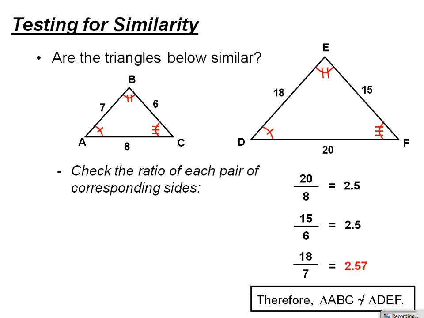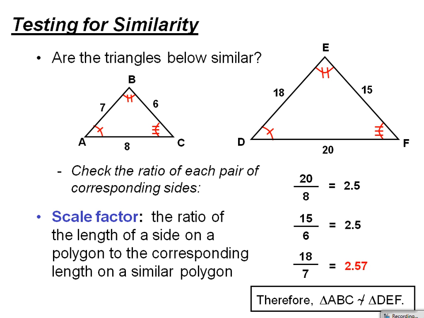Now, these values that we got, the 2.5 and the 2.57, by the division that we just did, are all called scale factors. Scale factors are the ratio of the length of a side in a polygon to the corresponding length of a similar polygon. In this case, since the scale factors are not equal, the triangles are not similar.